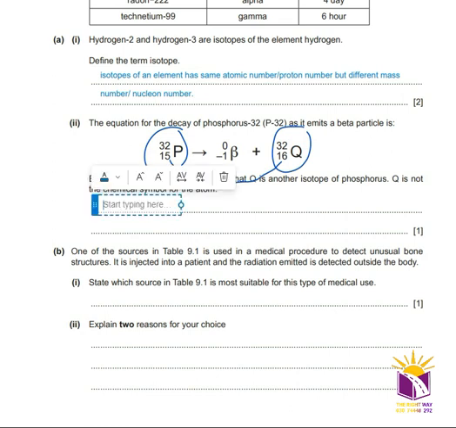Q is another element. They are not isotopes because they have different atomic numbers.